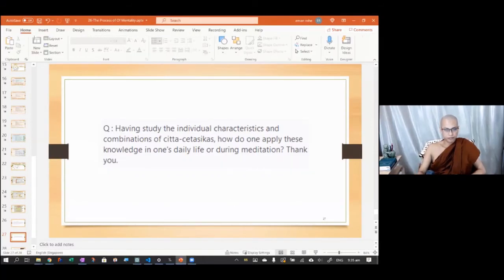The question here: having studied the individual characteristics and combinations of chitta and chetasikas, how does one apply this knowledge in one's daily life or during meditation? Okay, this is an interesting question, and how we can apply.